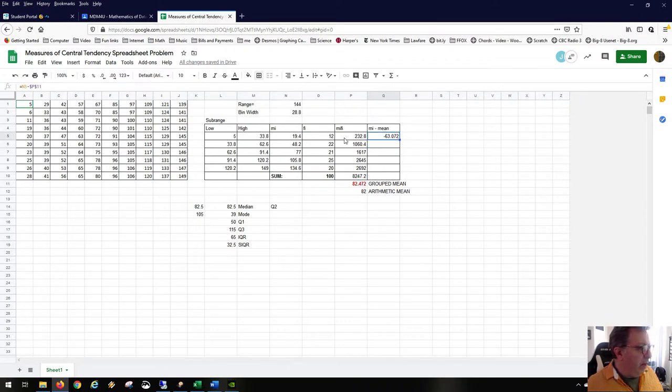And notice 19.4 is obviously a number below 82.472, but we can actually get all the rest of these. And notice that two of them are significantly below the mean, and one of them is almost at the mean, and the other two are significantly above the mean. So that's fine, but then we want to square this.